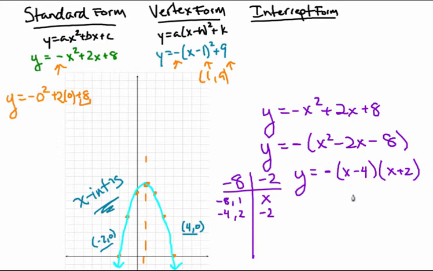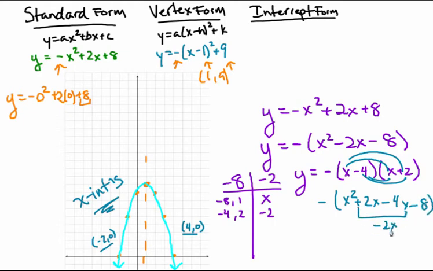Let's check that quickly by FOILing. First, x squared; outer, plus 2x; inner, minus 4x; and then last, negative 8. And in the middle, we would get negative 2x. So yes, we factored this properly.